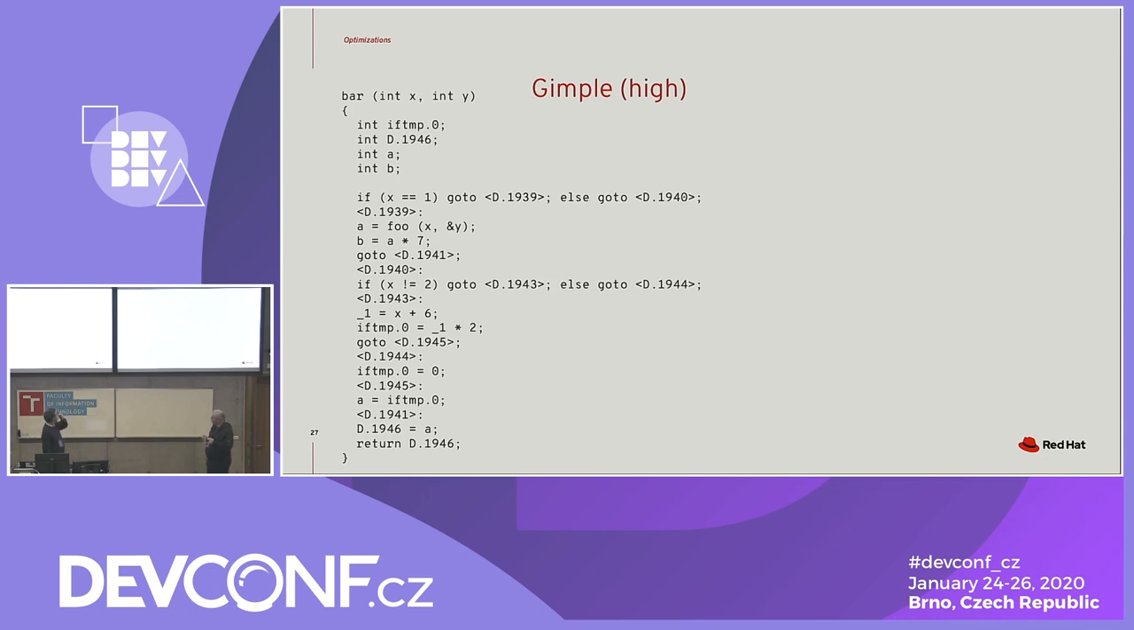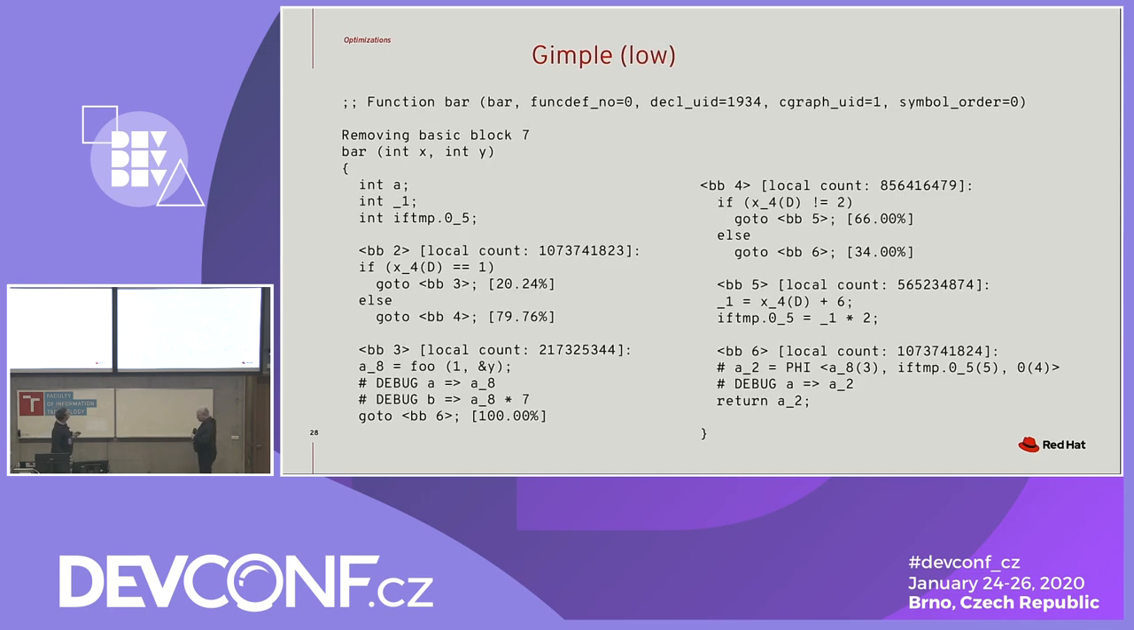So for instance, for the ternary operator, you can see it creates temporary variables, if temp.0 and assigns the values in different parts of the code, and then assigns the result into the A variable. To speed up a bit, this is then lowered. This is actually dumped from the optimized dump, which is the last one in the middle end part.